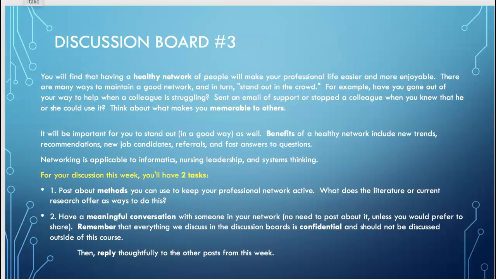So benefits of a healthy network also include new trends, recommendations, new job candidates, referrals, and fast answers to questions. If you've built that rapport with the radiology director and you have a quick question that you send out to them, they are more than likely willing to get you a quick answer. So networking is applicable to informatics, nursing, leadership, systems thinking across the board, right? It's not just within your department, it's across hospitals, networks, and even sometimes across different hospitals or organizations.